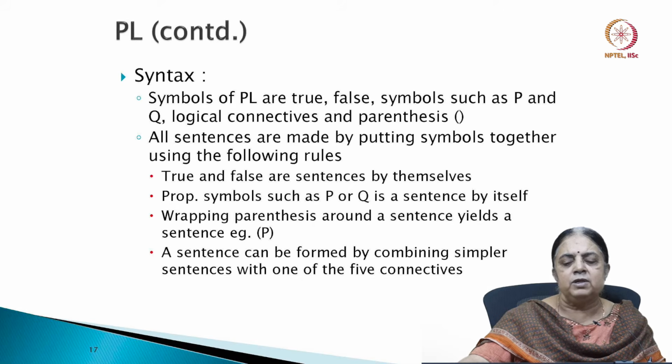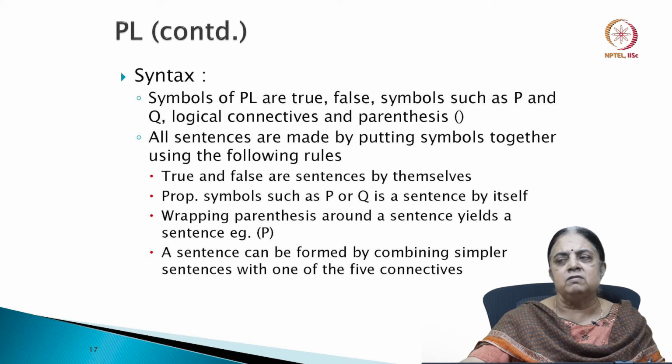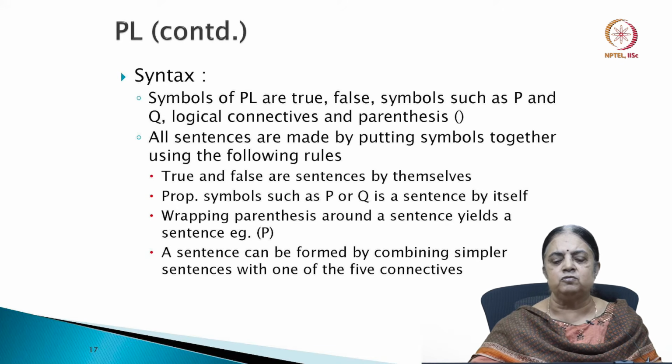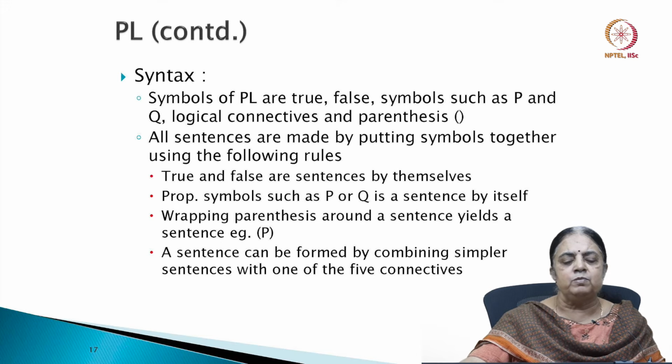They are made by putting symbols together using the following rules. True and false are sentences by themselves. So you can have just a sentence which says true. And proposition symbols such as P, Q are a sentence by themselves. Wrapping parentheses around a sentence also yields a sentence, and it can be formed by combining simpler sentences with one of the 5 connectives that we spoke of.